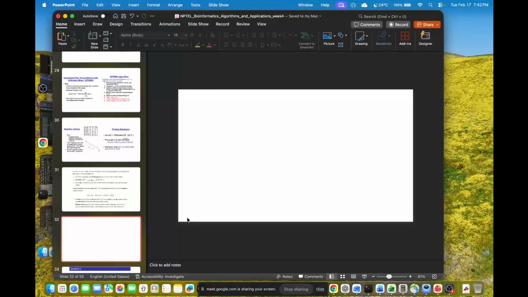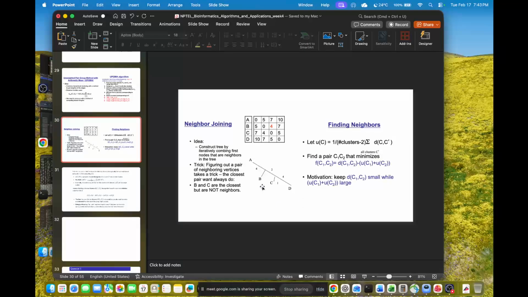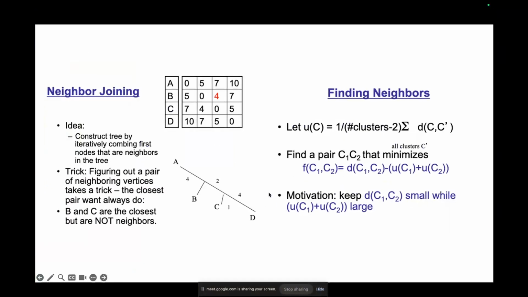So yeah. Sir, as B and C are separate branches, they are not very close to each other, right? No, in terms of the distances in these branches, so this is one, in this it is two. So in terms of the distance between B and C, it is not very far apart. It is actually the closest. It is 4. But these are not neighbors because these are not directly connected to each other as A and D are.